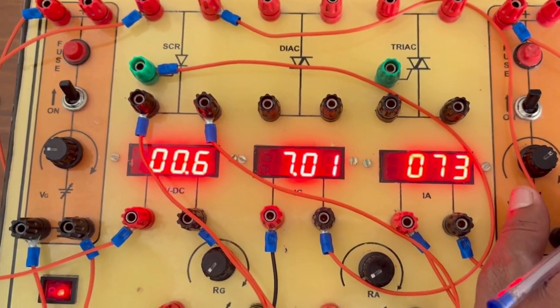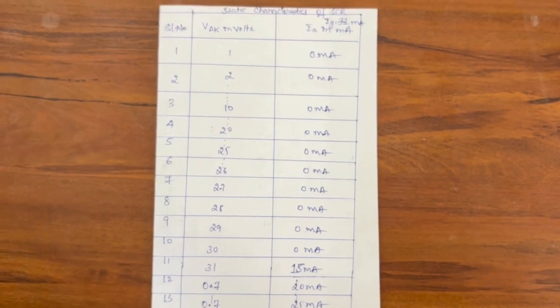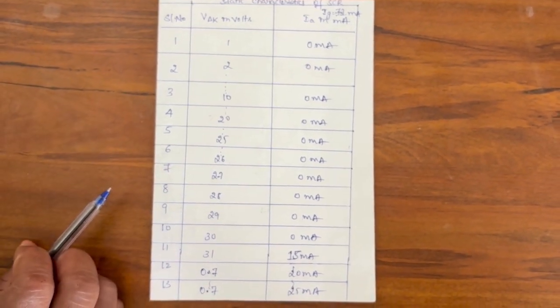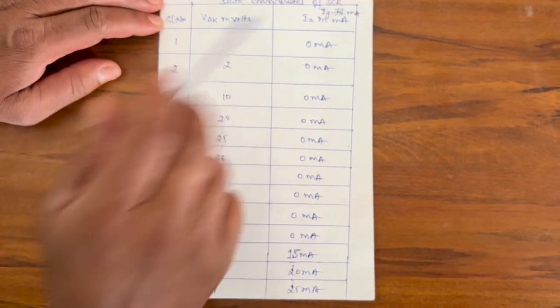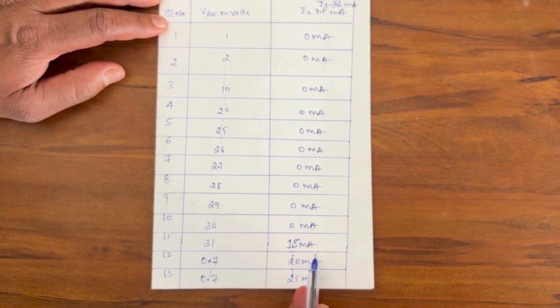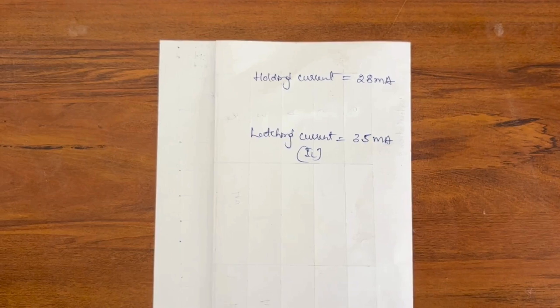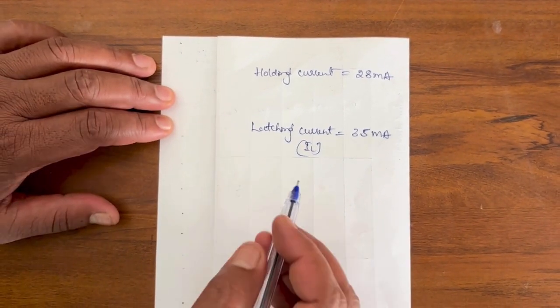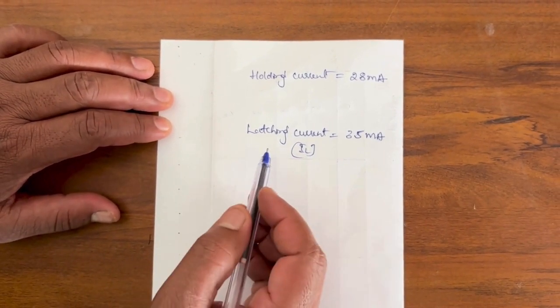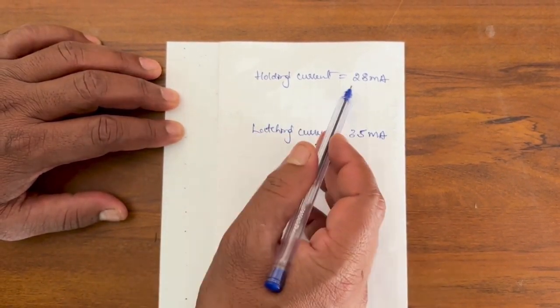Then we have to tabulate the values of VAK versus IA. For 1 volt it is 0 milliamperes, for 30 volts it is 0 milliamperes, for 31 volts it is 15 milliamperes, then 20 milliamperes, then 25 milliamperes. After taking the readings of VAK versus IA, we found the latching current IL is 35 milliamperes and the holding current is 28 milliamperes.